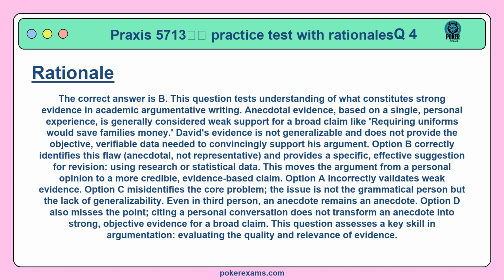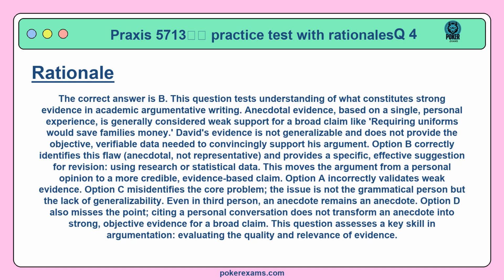David's evidence is not generalizable and does not provide the objective, verifiable data needed to convincingly support his argument. Option B correctly identifies this flaw, anecdotal, not representative, and provides a specific, effective suggestion for revision, using research or statistical data. This moves the argument from a personal opinion to a more credible, evidence-based claim.